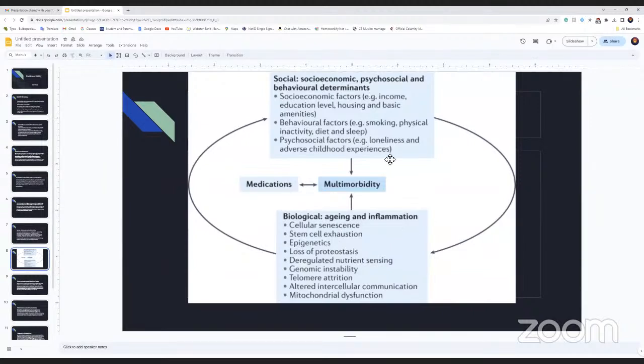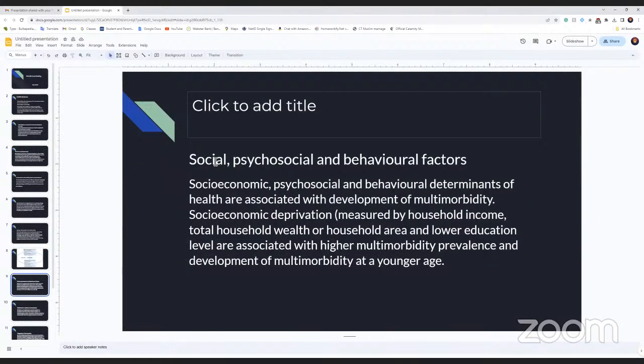This diagram can summarize the multiple factors for multimorbidities. We have social factors: socioeconomic, psychosocial, and behavioral determinants. Also, we have biological aging and inflammation. And the third one, which has less contributing effect, is medication. The second one is social, psychological, and behavioral factors.